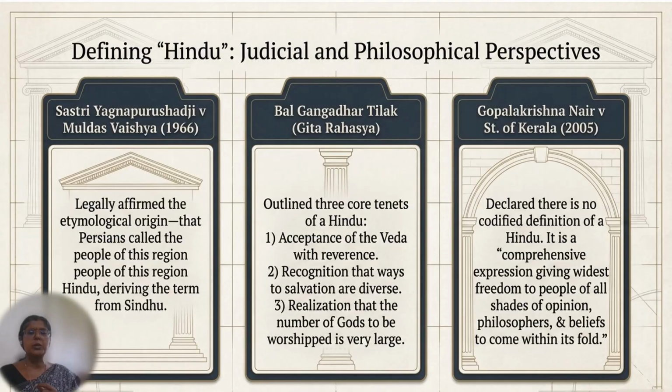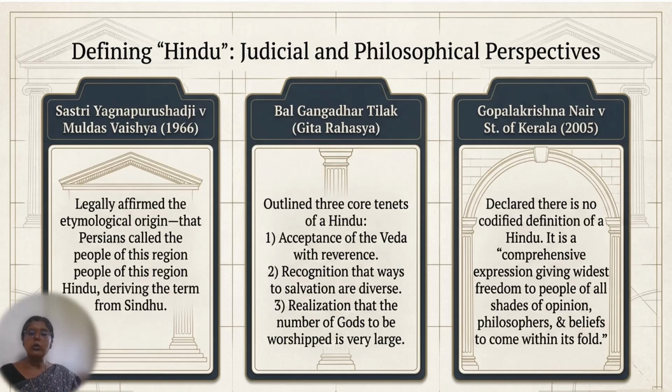The definition of the term Hindu from the judicial and the philosophical perspectives can be looked in the following case laws. Shastri Yagnapurushdasji versus Muldas Vaishya, wherein the court legally pointed out the etymological origin that we just saw and accepted that the people living near the Sindhu river are called as the Hindu. Then there is Bal Gangadhar Tilak in his book Gita Rahasya, wherein he outlined three core tenets of being a Hindu. He says a person who is a Hindu has to accept the Vedas with reverence, he has to recognize that there are various ways to salvation and moksha, and that he has to realize that there are a number of gods and they all can be equally worshipped.